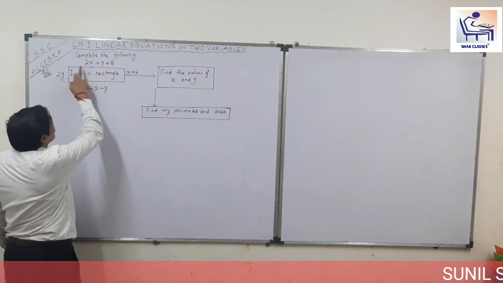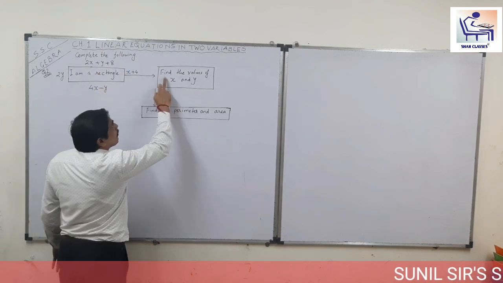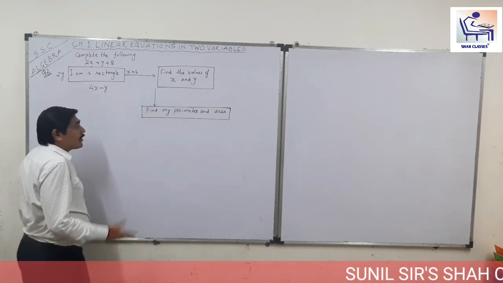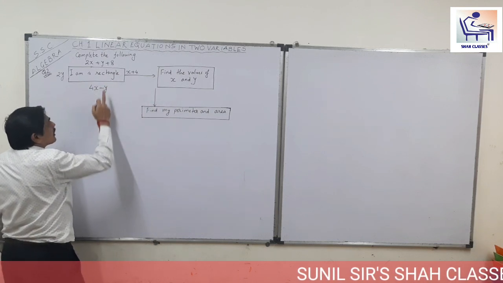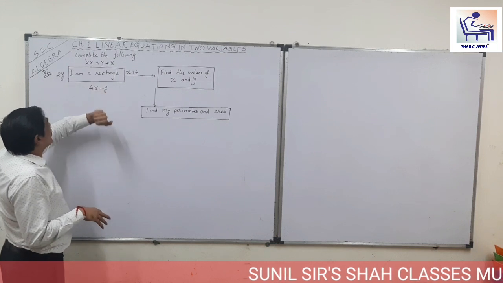Here you can read. First, complete the following. What we have to complete? Complete the following, that is, find the values of x and y and find my perimeter and area. But perimeter and area of what? So I am a rectangle. So here it is clearly given that I am a rectangle.